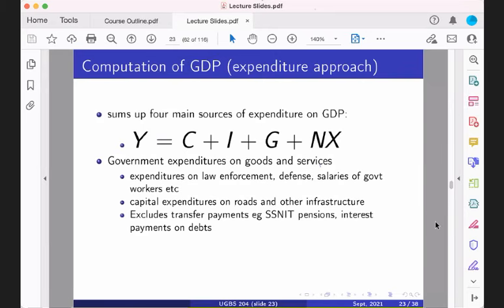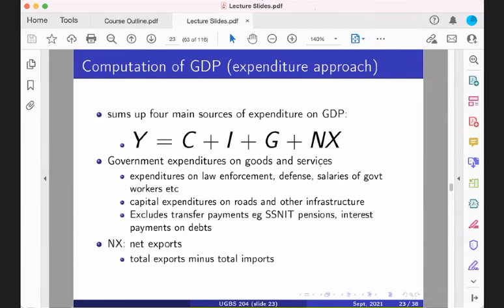Now let's go to NX. NX is net exports. So net exports is simply the difference between what? Total exports and what? Total imports. Total exports minus total imports. Okay, so for the expenditure approach, these four items are added for you to come up with the value for what? For GDP. So GDP is C plus I plus G plus NX.